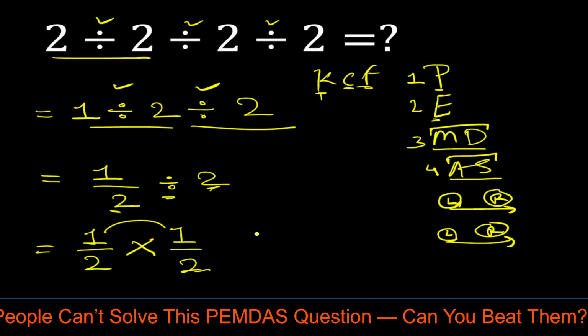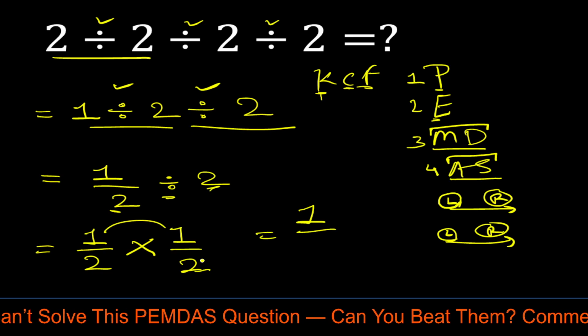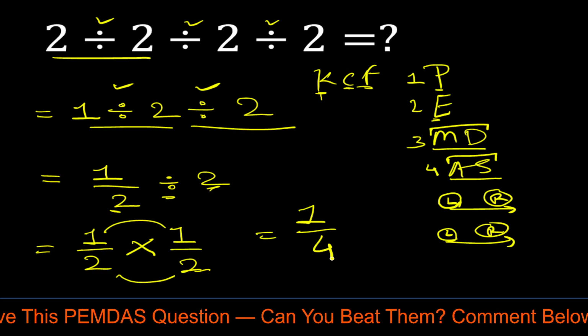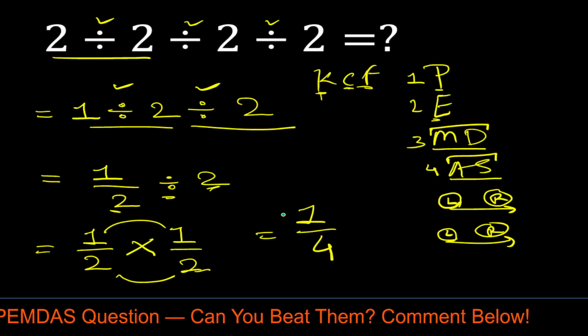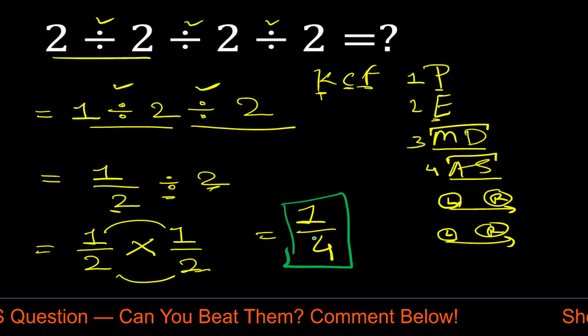Now 1 times 1 is equal to 1 and 2 times 2 is equal to 4, right? So the correct answer is 1 upon 4.